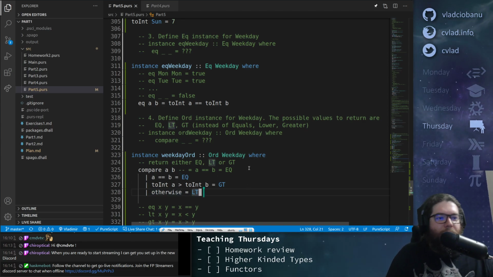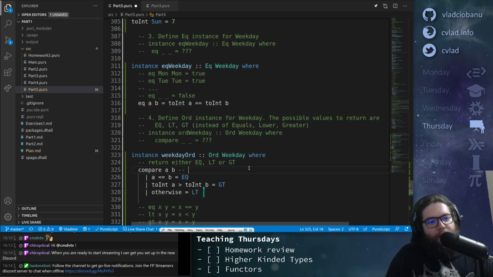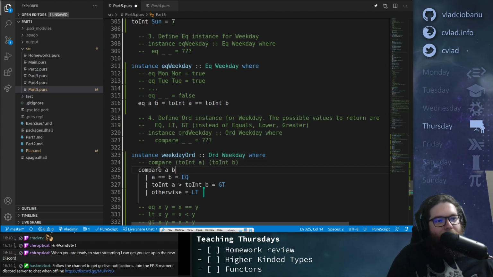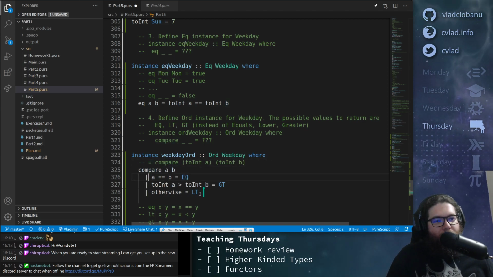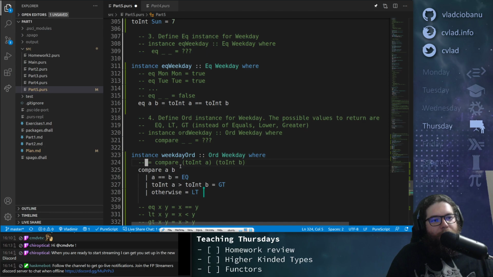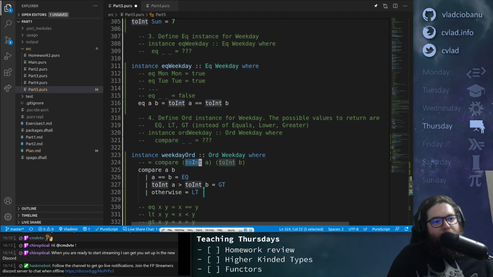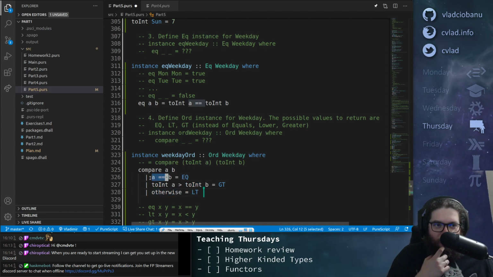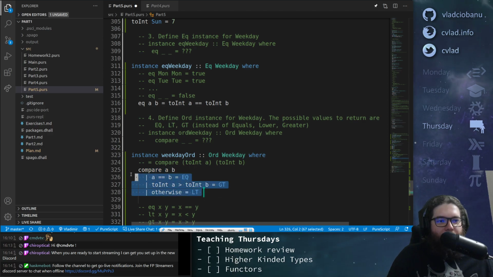Another way you can do this, and I'll write it here, is you could literally just do compare toInt A with toInt B. Instead of all of this, you can do this, right? Because there is an Ord instance for integers. You just compare the numbers, right? Which is kind of what you did here and here. But you didn't need to use this, right? But this is also correct. It's totally fine if you write it like this. Okay. I can go from weekday to int, so then I can just use the int instance.